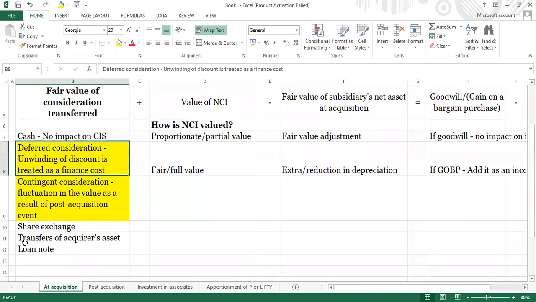The next... Sorry, Mr. Israel. Yeah, please go ahead, Okoyemi. I'm sorry, please, can you just come again? I really want to understand that contingent consideration, the fluctuation in values. Okay. Please, can you just come again?